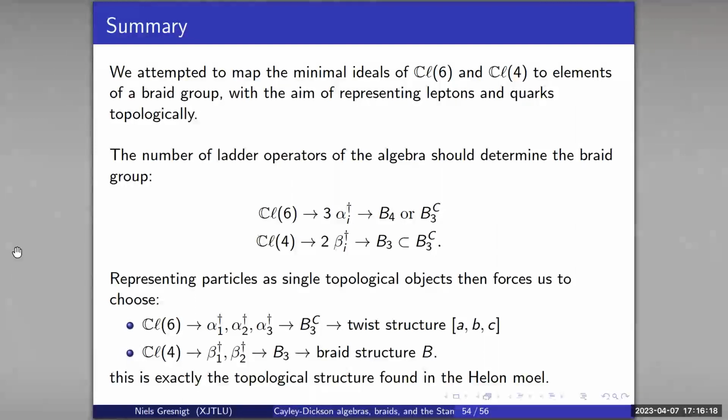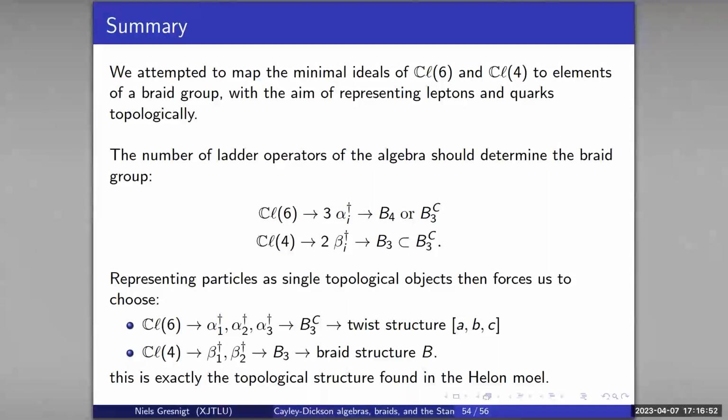Yes, right. So basically, if we approach this from the division algebras and then the Clifford algebras Cl6 and Cl4, I want to look for a braid group that has the same number of generators as the ladder operators in these Clifford algebras. So for Cl6, I would have 3 braid generators together with the inverses, so that would make 6. That actually gives me 2 choices. I could choose the braid group of 4 strands, or I could choose the circular braid group of 3 strands.